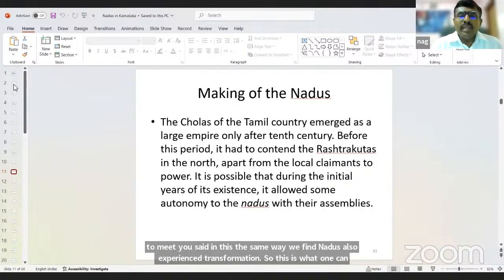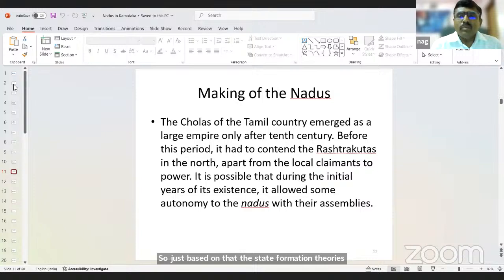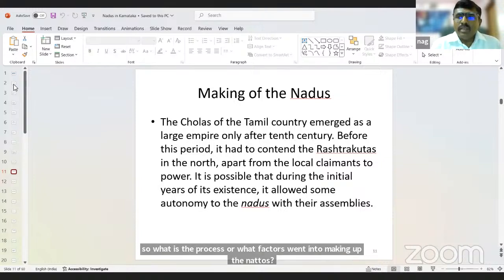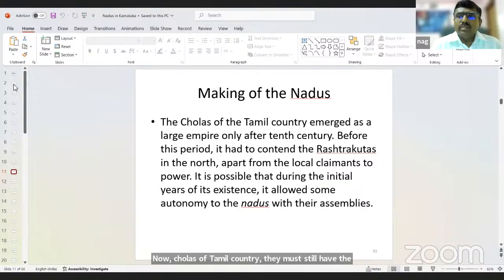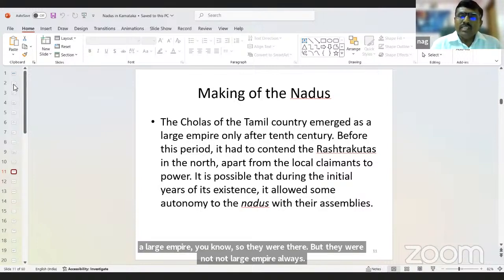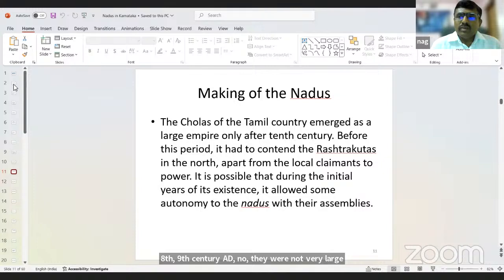Now, while making up the Nadus, how have Nadus been made? What is the process, or what factors went into making up the Nadus? Now, the Cholas of the Tamil country emerged as a large empire only in the 10th century. The general trend is to say that the Cholas were a large empire, but they were not always a large empire. In the 8th and 9th centuries AD, they were not a very large kingdom. As long as the Rashtrakutas were there, the Cholas could not emerge. In the 10th century CE the Rashtrakutas suddenly declined, and then there was the emergence of the Cholas in the south.